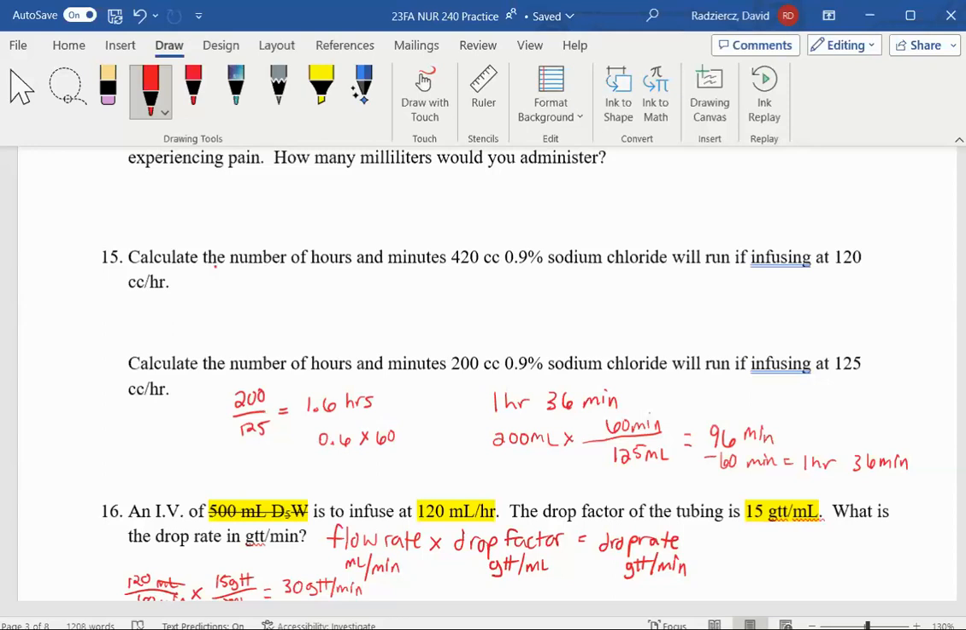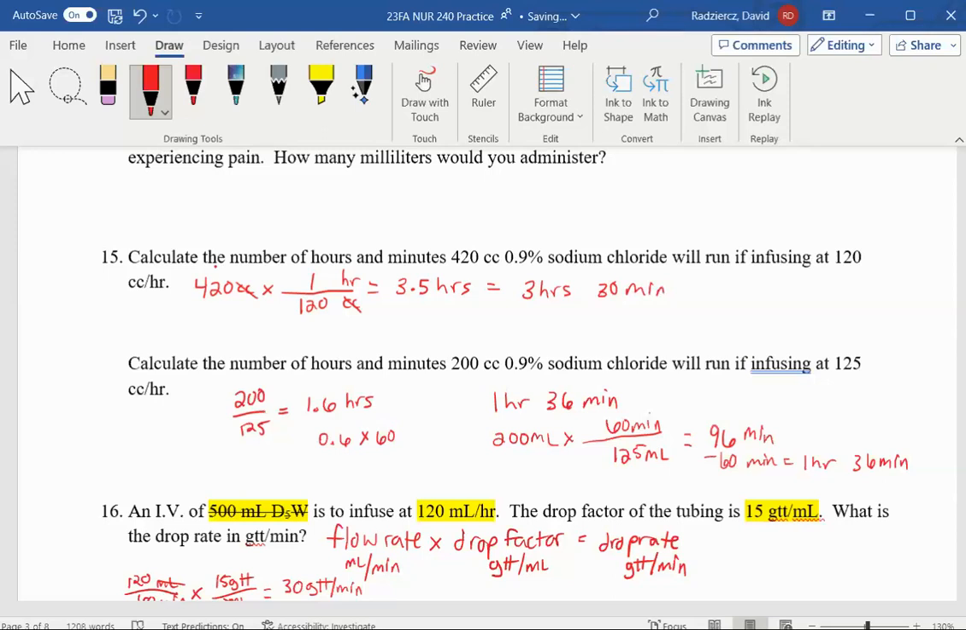So you're starting off with 420 cc's, which is the same thing as milliliters. And we're infusing at 120 cc's per hour. So what I'm trying to do is get rid of cc's and get hours. So 120 cc's per hour. 420 divided by 120 gives me 3.5 hours. So we know that that is 3 hours, 30 minutes.